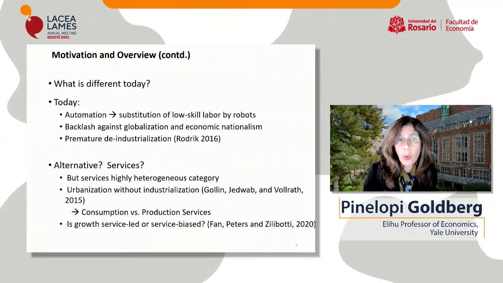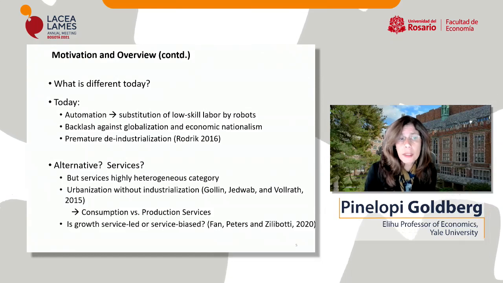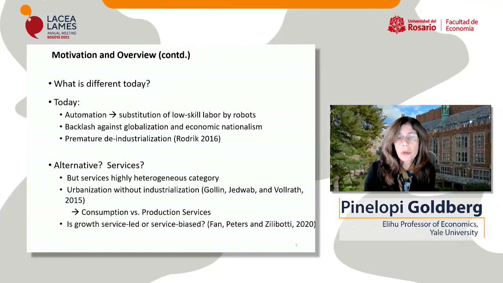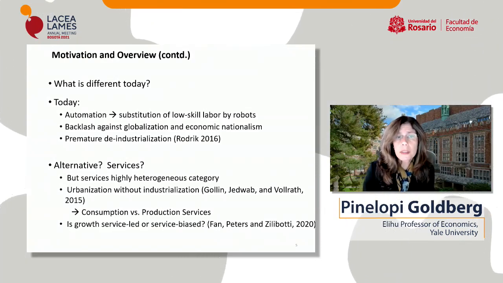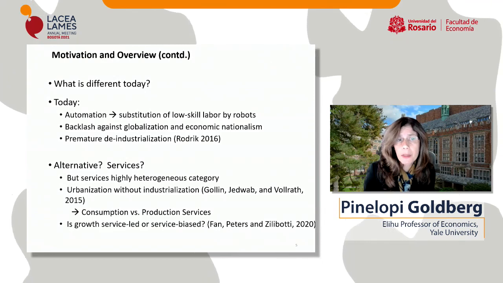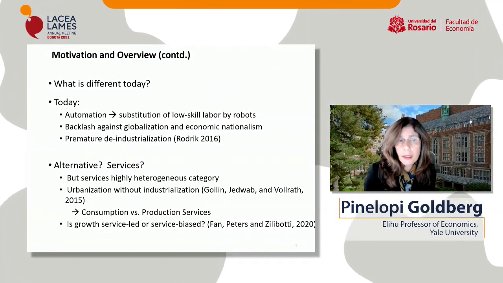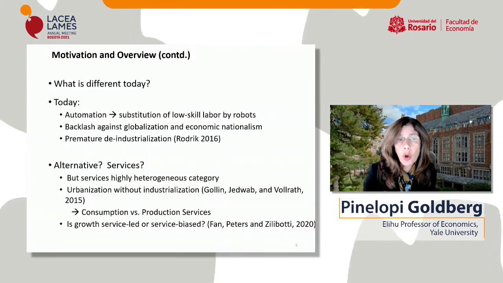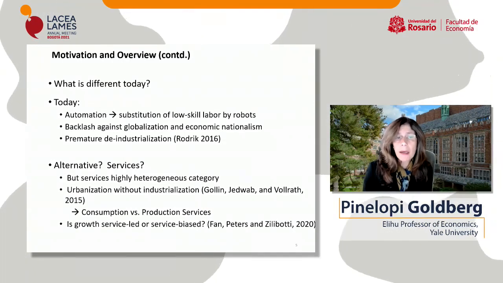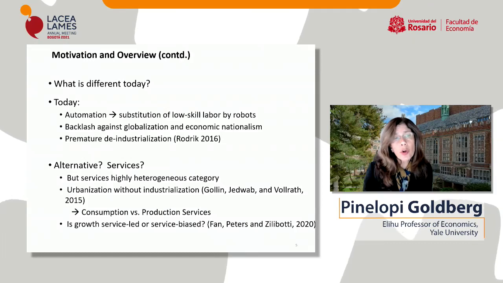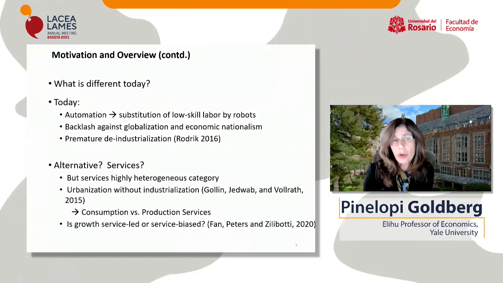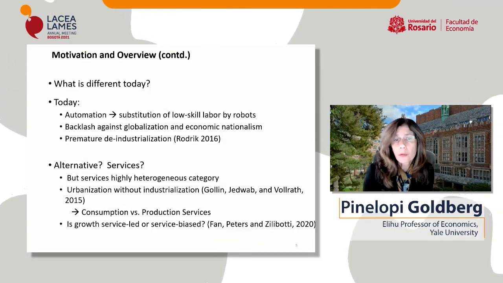Now, what is different today? Why am I saying that today this model is under strain? Today we have three main developments. The first is automation, so the substitution of low-skill labor by robots. This poses a threat for the traditional comparative advantage that low-income countries have had in low-skill intensive products, in low-wage intensive products. Second, we see worldwide a backlash against globalization and the rise of economic nationalism in advanced countries. And that means these lucrative high-income markets that I talked about before, they may not be there for developing countries today.